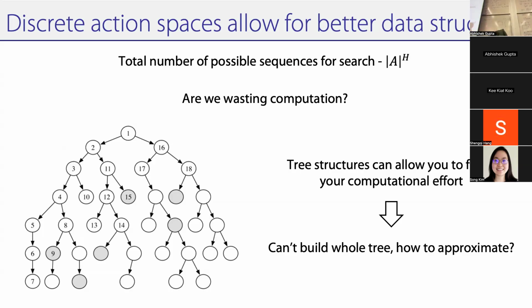The big idea here is that you can't actually simulate the whole tree. You can't actually represent the whole tree or search the whole tree. So how do you approximate it, right? And as the name suggests, you're going to do it with Monte Carlo approximation.